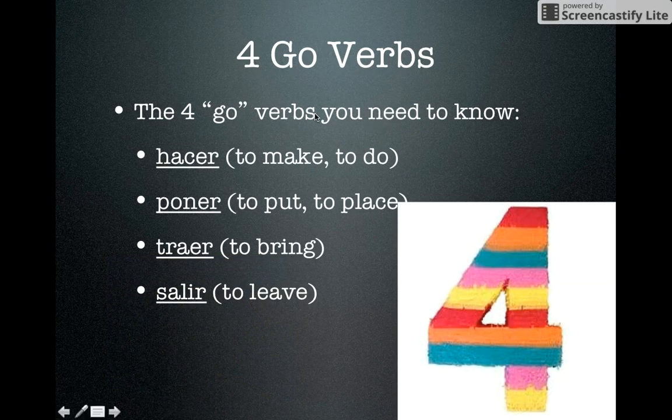There are 4 go verbs that you need to remember. The first one is hacer. The meaning to that is to make or to do. Number 2 is poner, which is to put or to place. Number 3, traer, is to bring. And then salir is to leave. So we're going to talk about these 4 more in detail in just a minute.